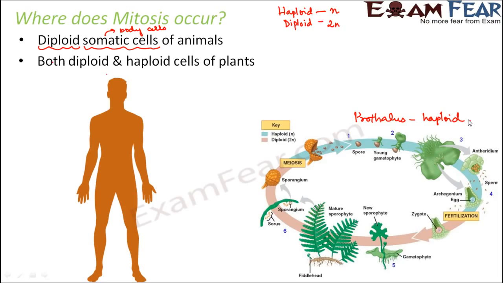Similarly, there are other examples. For example, in the sporangia of certain ascomycetes, that is the fungi, mitosis also occurs in haploid cells. So mitosis is very common for diploid cells, whether we talk about animals or plants. But in animals, it doesn't occur in haploid cells, whereas in plants, it also occurs in haploid cells.